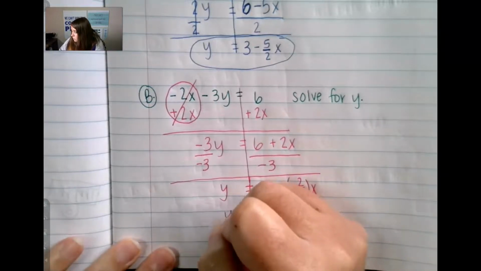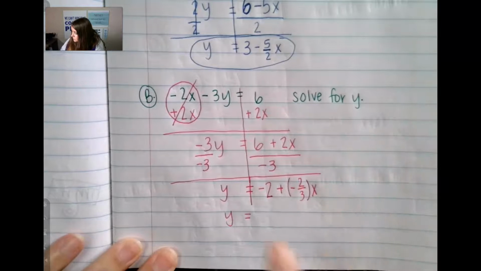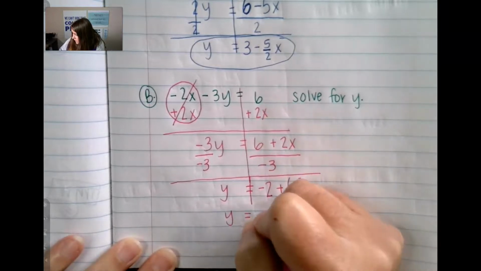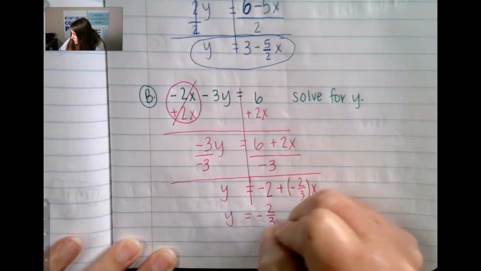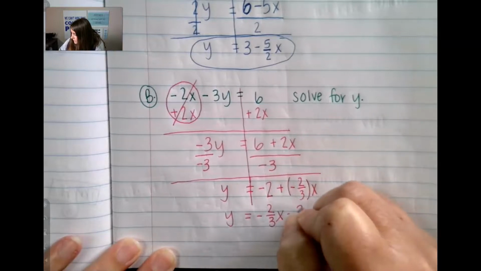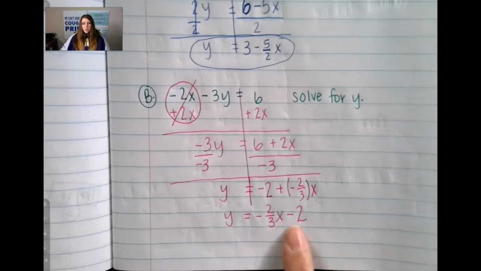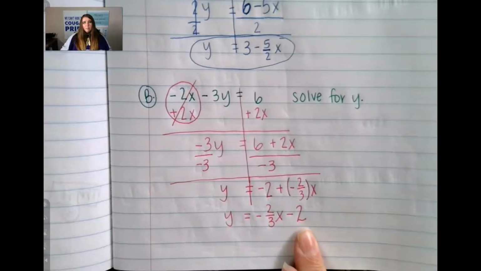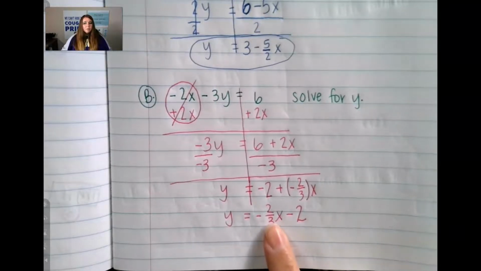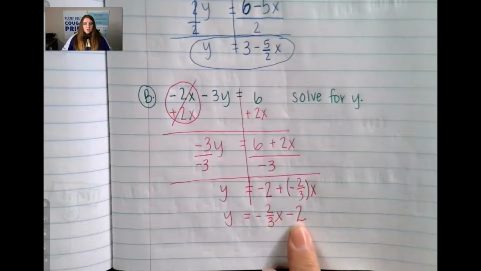So really we would want to write this like this: y equals negative 2 over 3x minus 2. This is just the correct way to write the math problem. You want to write with the variable in the front before you have the constant. That's just the right way to do it. So just a quick switch there.